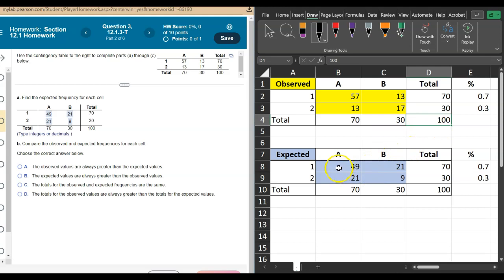You can verify it for the expected values as well. 49 plus 21 is 70. For this column, 49 and 21, 70 again. The number didn't change. Here, 21 and 9 is 30. You can see they are all matching. So this does not change the subtotals and the overall total. The expected values always have the same totals as the observed, so the best choice is C.